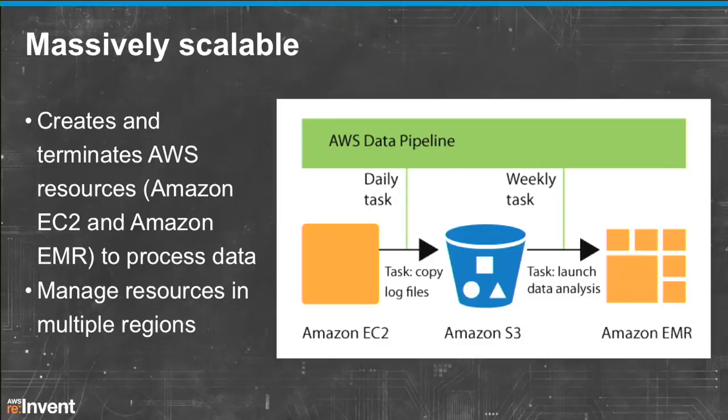So let's say your pipeline looks something like this. You have a web server on EC2. It's creating logs. You are copying those logs into S3 once a day. And then once a week, you want to run an EMR MapReduce job to come up with some sort of insight on those logs. Instead, the data is not actually flowing through Data Pipeline. It is flowing through EC2, S3, and EMR being EC2 underneath.